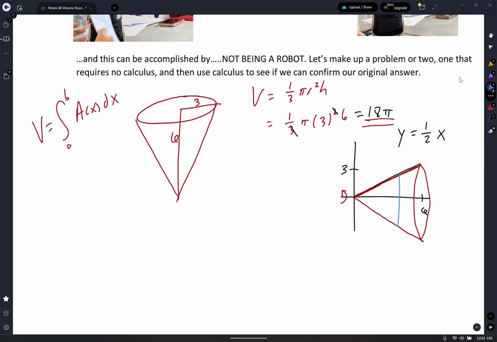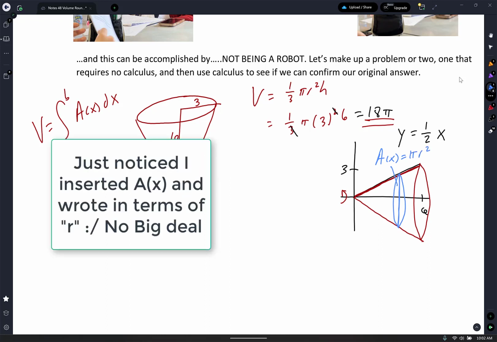A of x is the area, my common cross-section area. There is my common cross-section. What shape is that? It's a circle; you could also say disk. So how do I find the area of a disk or a circle? Yeah, pi r squared.